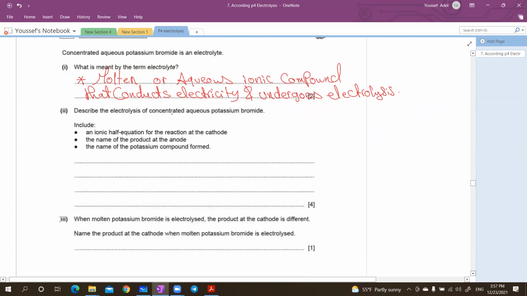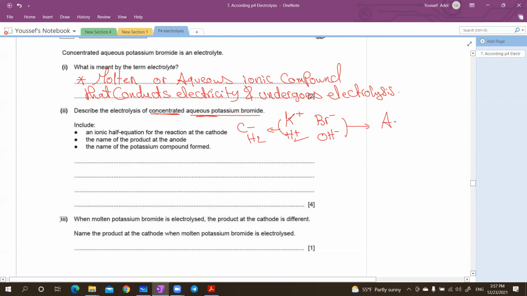Describe the electrolysis of concentrated aqueous potassium bromide. Actually, there is water with the potassium bromide, so we have 4 ions. Don't forget this. If it is molten, there are 2 types of ions only. Now we have 4, the potassium, the bromide, and the hydrogen and the hydroxide. These ions will be attracted to the cathode. The one that will be discharged is the less reactive, which is hydrogen, forming hydrogen gas at the cathode.